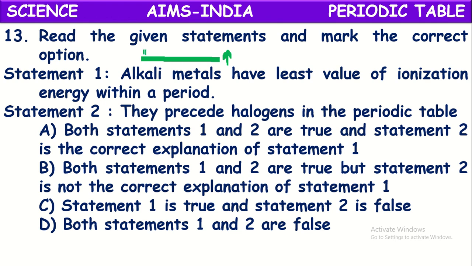Now, the first elements are having the lowest. What are the first elements in each period? Alkali metals. So alkali metals are having least value of ionization energy within a period. So this is correct statement.